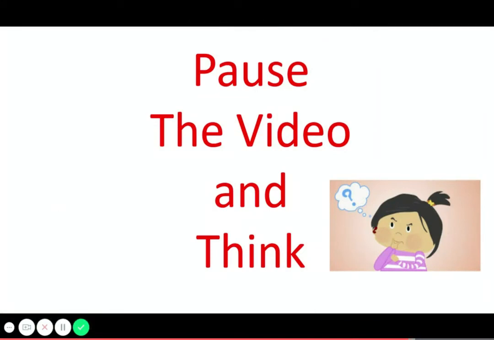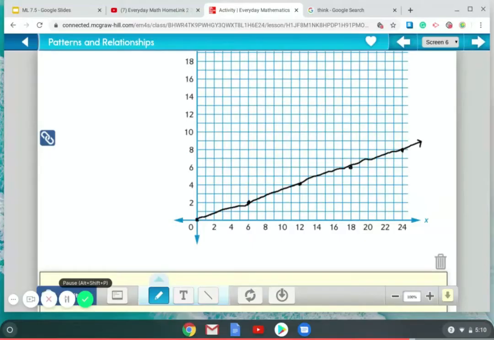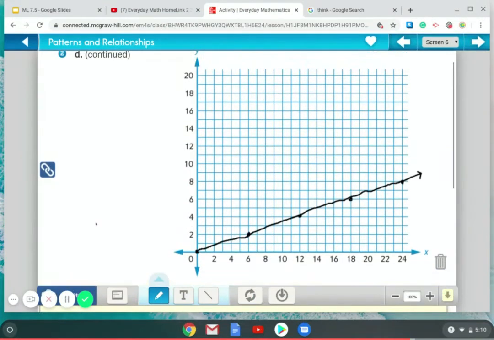Okay, when I analyze this graph, I can see that on the x-axis, if we start at 0 and then follow the next coordinate to 6, it has moved 6 whole places to the right on the x-axis. And that indeed is a pattern, because from 6 to 12, the same is happening, and from 12 to 18 is happening. And finally, from 18 to 24 is happening.